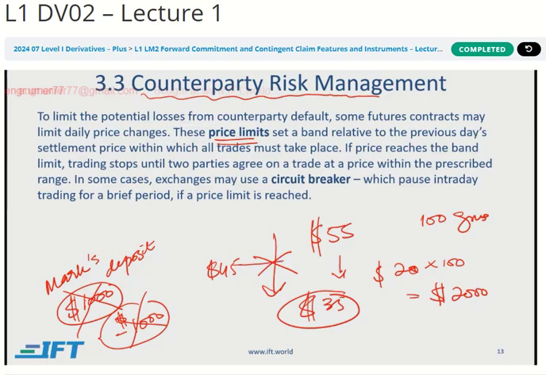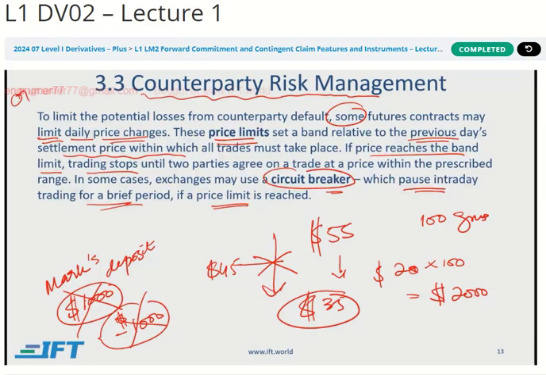So if the price reaches the previous day's limit, the trading stops. This is known as a circuit breaker, to pause the intraday trading for a brief period if the limit is reached. Because sometimes markets are acting very dangerously and the prices are just dropping because people are panicking. To stop that kind of situation, we have circuit breakers, but this is not in all situations. This is only in some futures contracts that limit the daily price changes. Usually things can go down and go south very fast, so you have to be very, very careful.